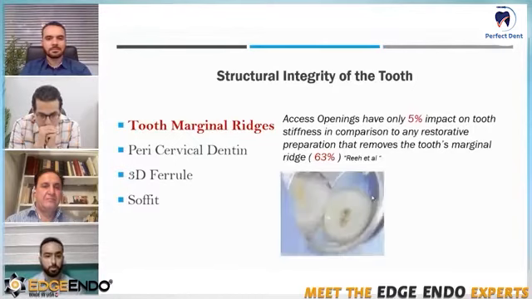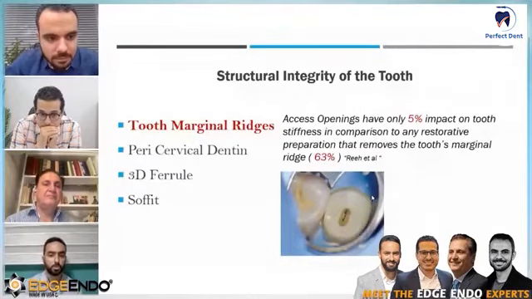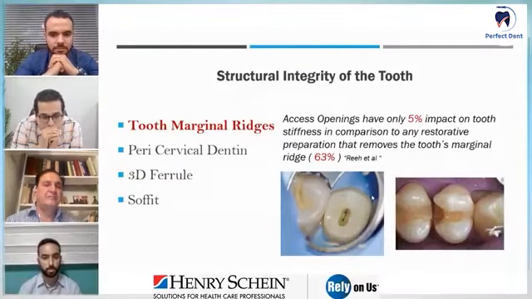It's really important because according to access openings alone have only 5% impact on the tooth stiffness compared to any restorative preparations that remove the tooth marginal ridge, such, for example, this class 2 cavity, which affects the tooth stiffness by more than 60%. So whenever you have the chance to preserve a marginal ridge, it's of extreme importance.